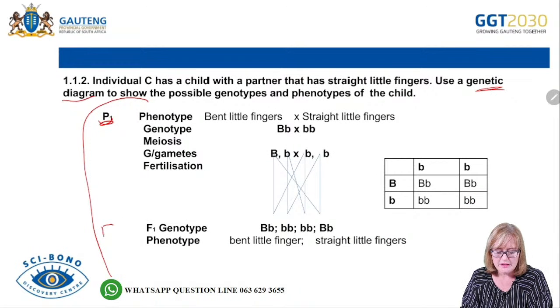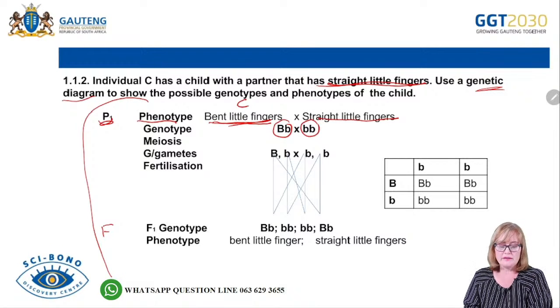This F1 must actually be, yeah. The phenotype, I told you, bent little finger and straight little finger. Remember, he's marrying a straight little finger person, but C's got a bent finger. We just figured out that C, this is C, right? We figured out C is heterozygous, and obviously straight is recessive, so that cannot be anything else.